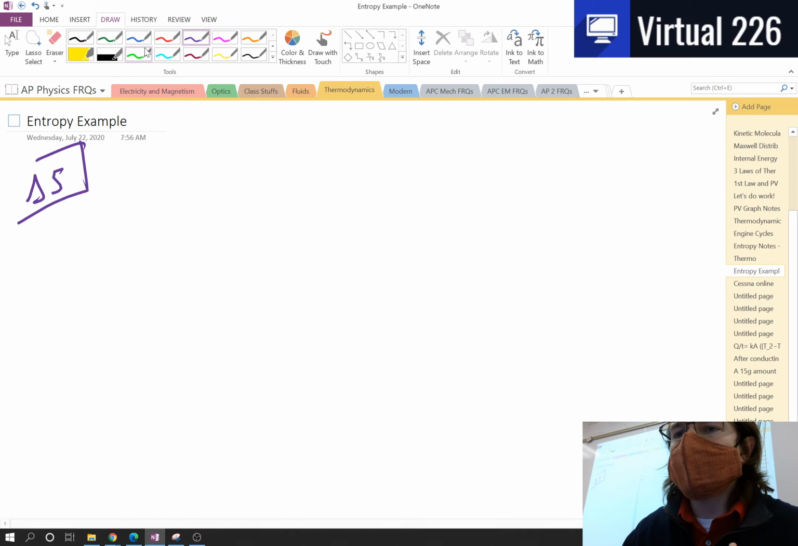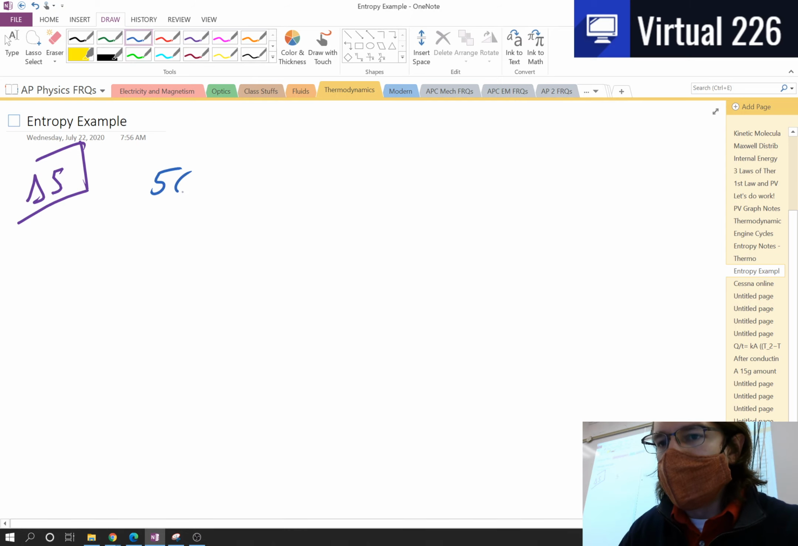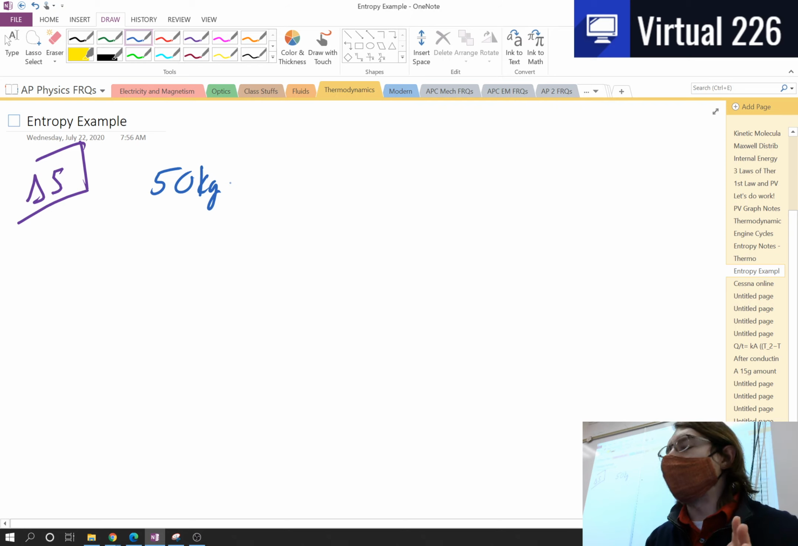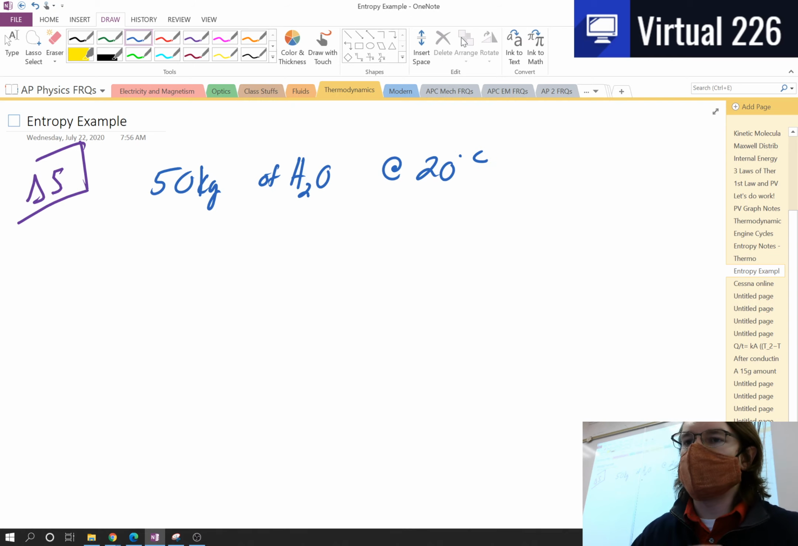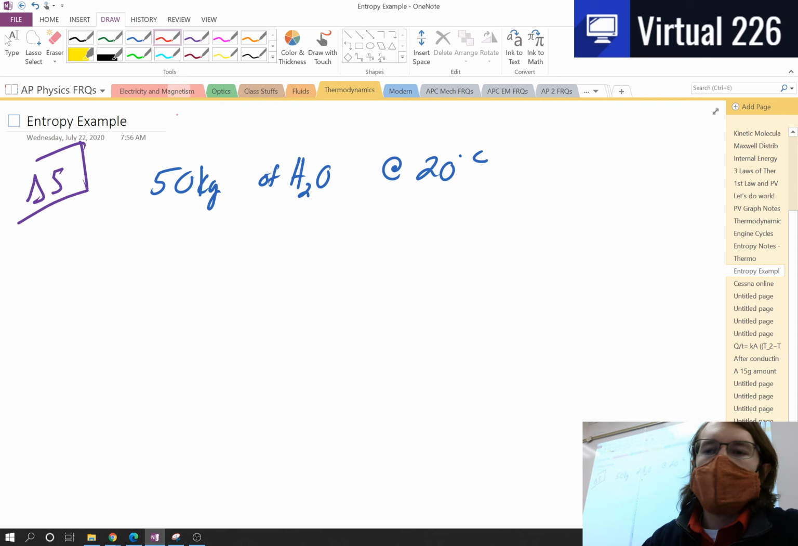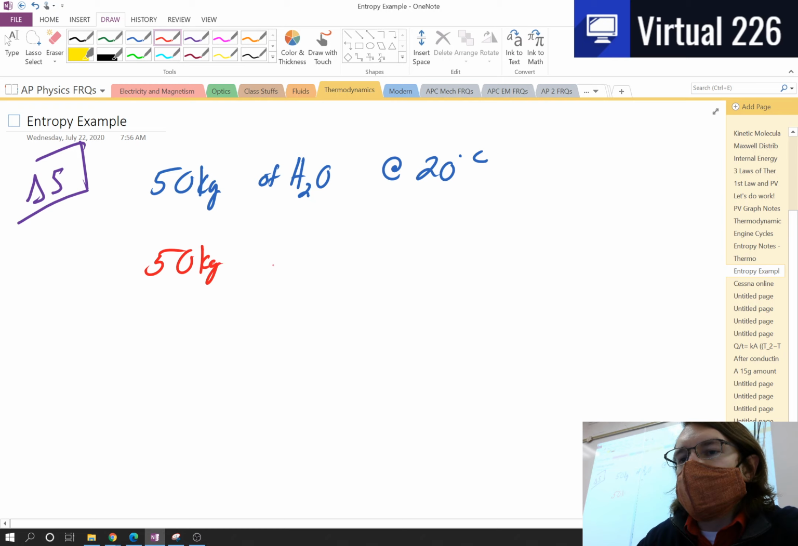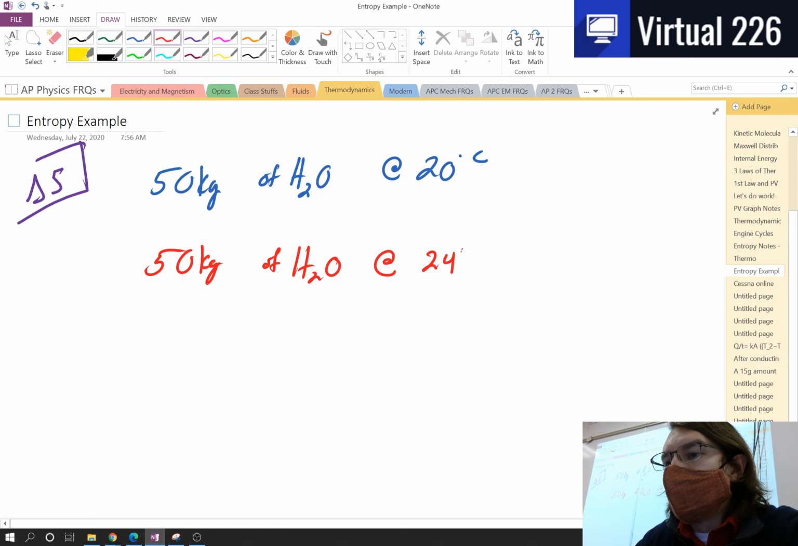Now, for our example, this is the setup. We have 50 kilograms, I know, that's a lot, of water. And this water is at 20 degrees Celsius. We then have 50 kilograms of, you guessed it, water, but it's going to be at 24 degrees Celsius.